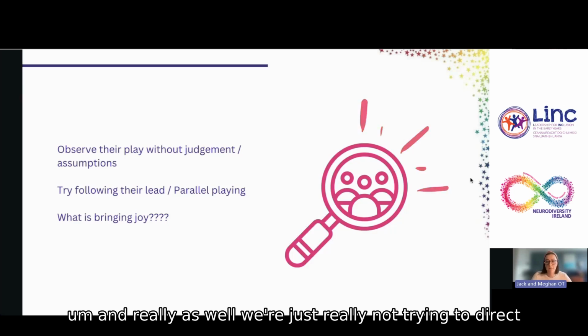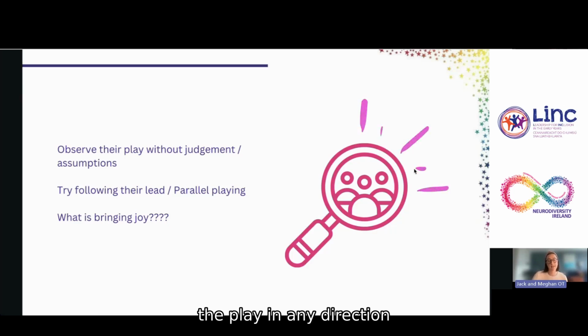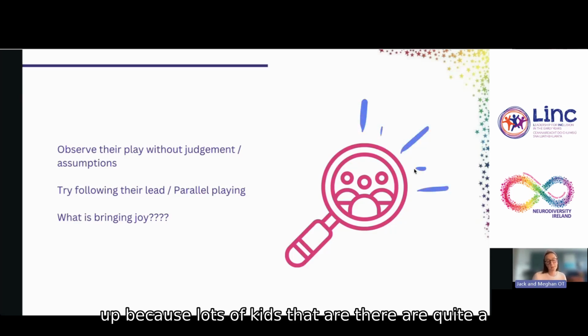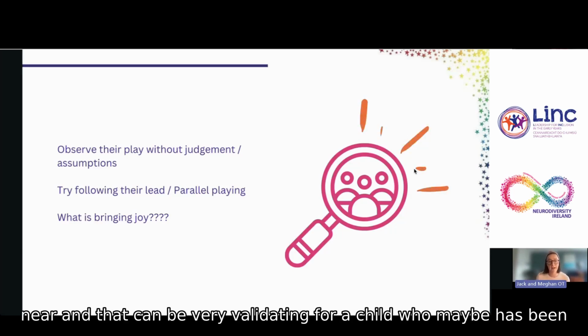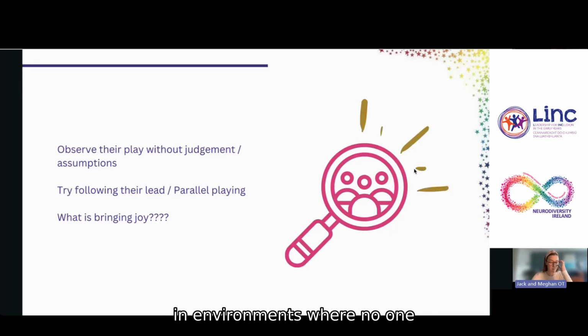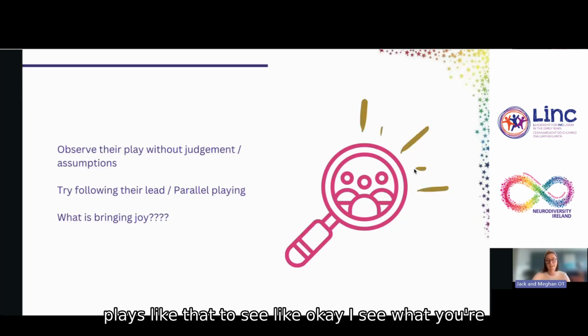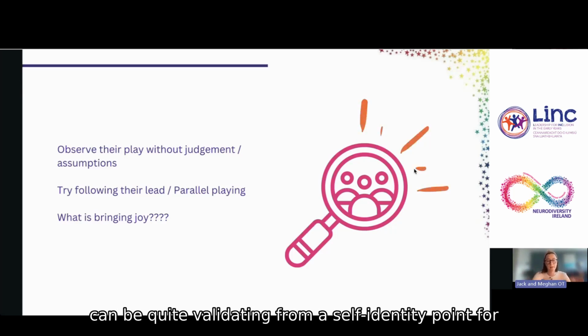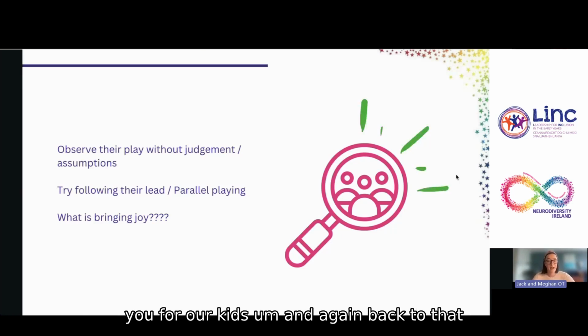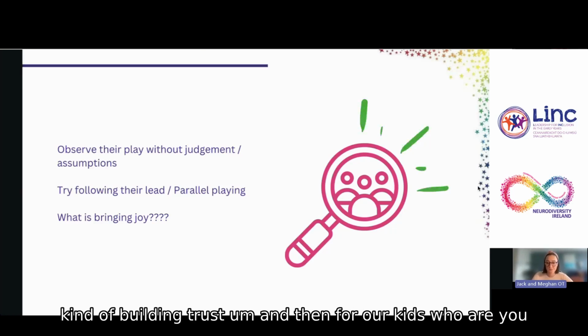And really, as well, we're just really not trying to direct the play in any direction. So I could just go back to the lining up, because there are quite a few kids who I know who like to line up and arrange. So maybe I'm just lining up and arranging nearby, and that can be very validating for a child who maybe has been in environments where no one plays like that, to see, okay, I see what you're doing, I'm going to do that too. And even that can be quite validating from a self-identity point of view for our kids. And again, back to that building trust.